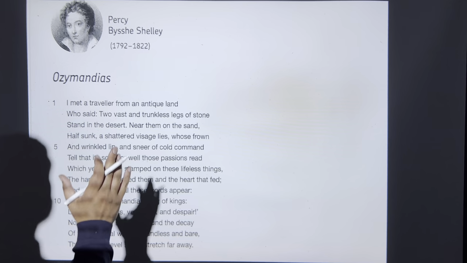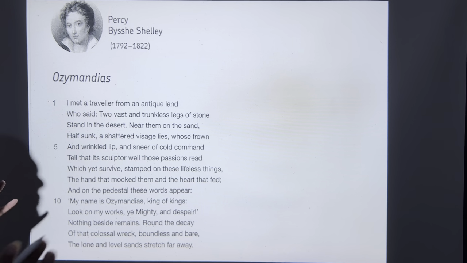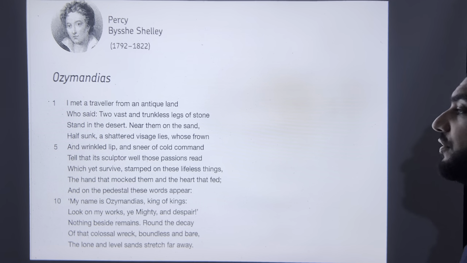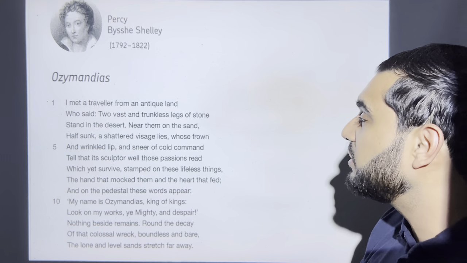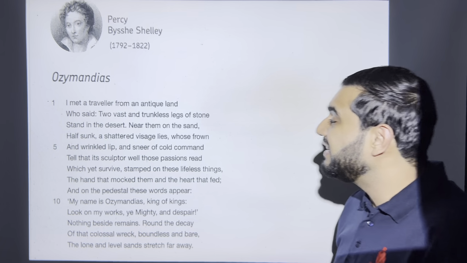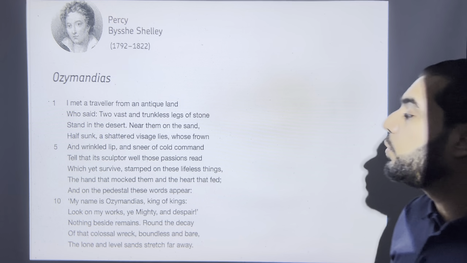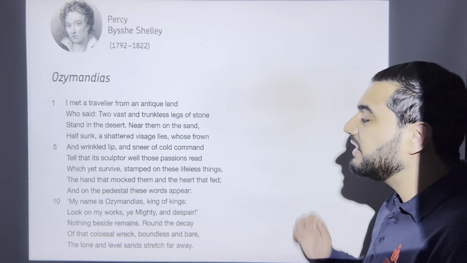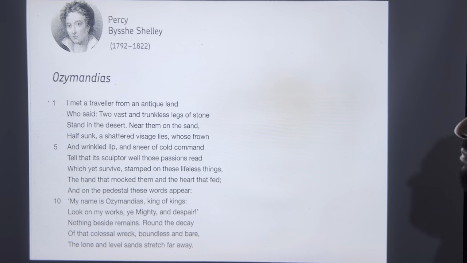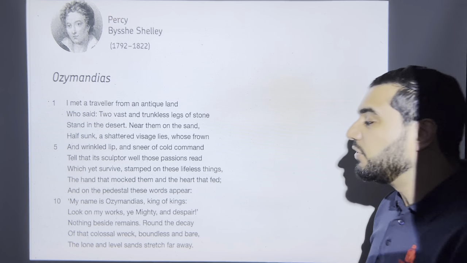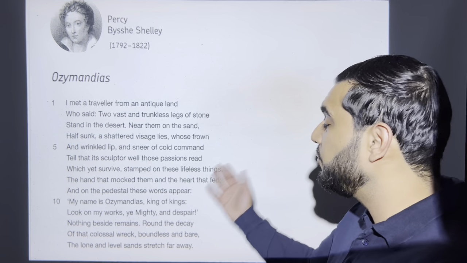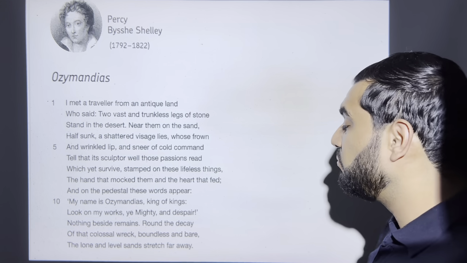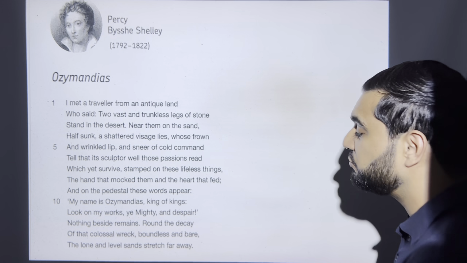I met a traveler from an antique land who said two vast and trunkless legs of stone stand in the desert. Near them on the sand, half sunk, a shattered visage lies, whose frown and wrinkled lip and sneer of cold command tell that its sculptor well those passions read, which yet survive, stamped on these lifeless things, the hand that mocked them and the heart that fed. And on the pedestal these words appear: my name is Ozymandias, king of kings, look on my works, you mighty, and despair. Nothing beside remains. Round the decay of that colossal wreck, boundless and bare, the lone and level sands stretch far away.